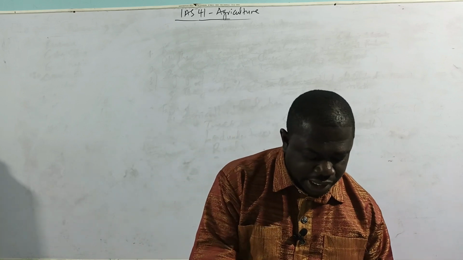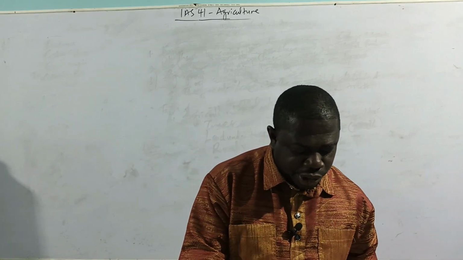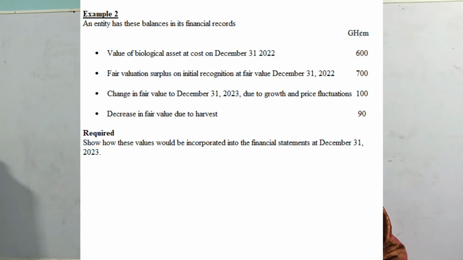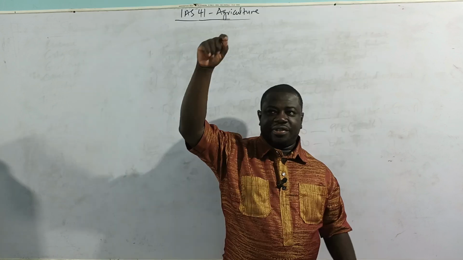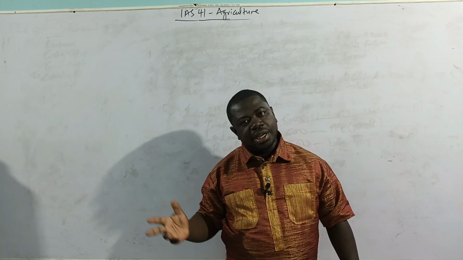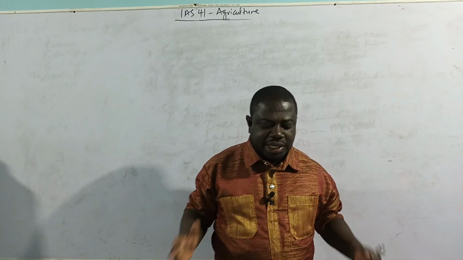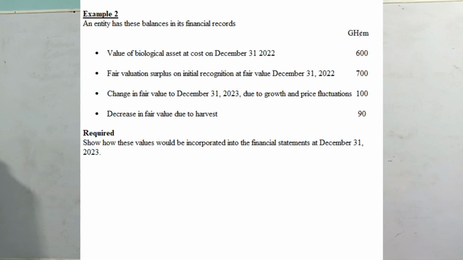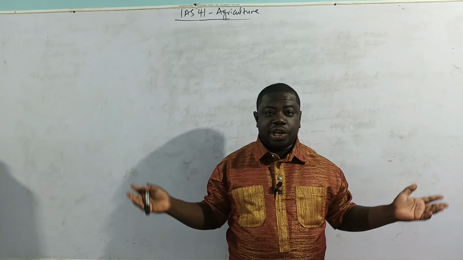Now let's look at the last point, which says that now there is a decrease in fair value due to harvest. So when we were harvesting, there were certain things that we did that has decreased the fair value by 90 cedis, even though we have Ghana cedi in millions. Okay, so 90 million. Now, the question is, show how these values would be incorporated into the financial statement for December 31st, 2023. So that is what we are supposed to do.